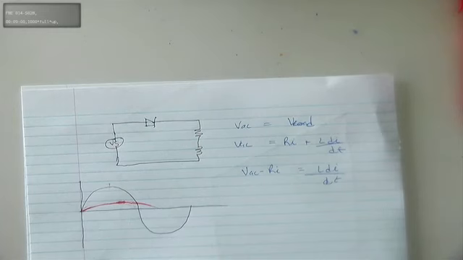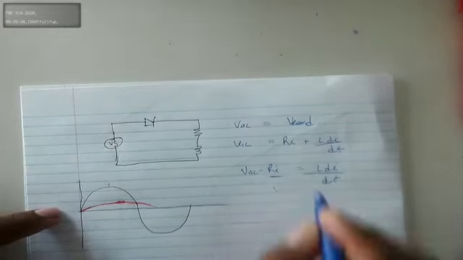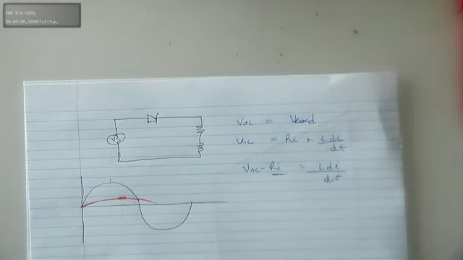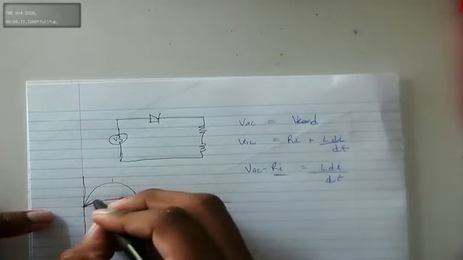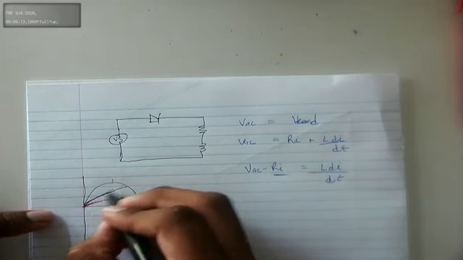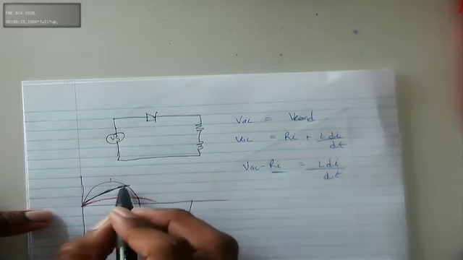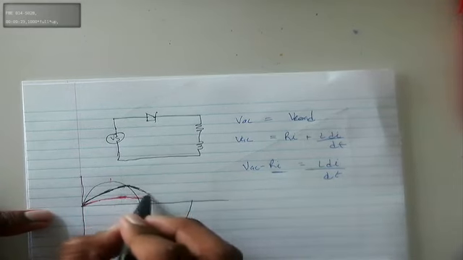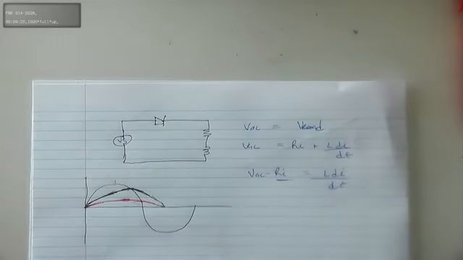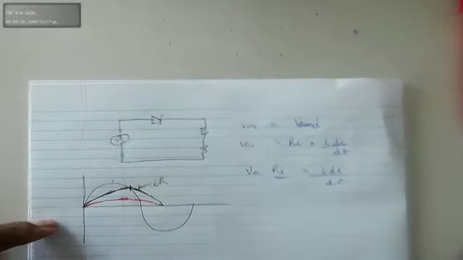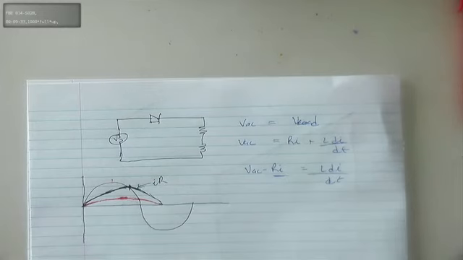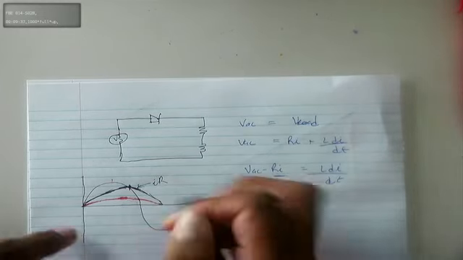So if you want to plot your iR, this voltage, it is a scalar multiplication, current times resistance. If this is your current, then current times resistance, you will get something like this. And then your current is going to peak at the point where you have the peak of your voltage. So this is iR. This is your i.